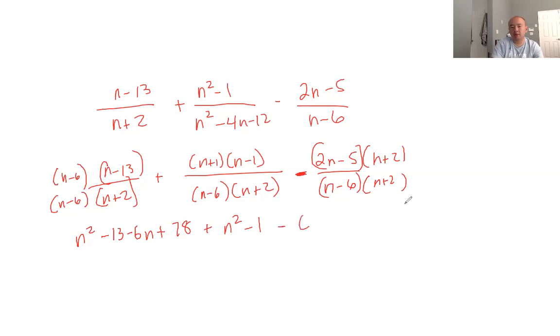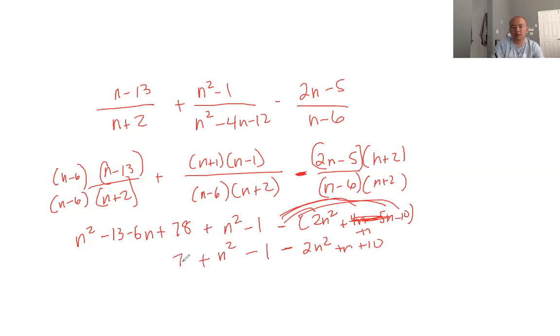So this is still the minus, and then we'll put this in parentheses. It'll be 2n squared plus 4n minus 5n minus 10. And then we have to distribute this negative. So it'll be minus 2n squared. This is minus 1n if you combine like terms. So that will be plus n plus 10. It'll be 1 minus n squared plus 78.